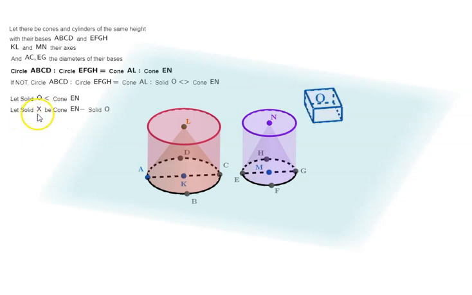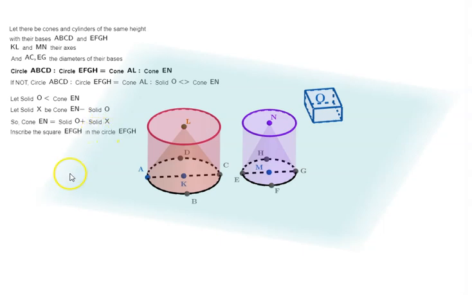Let solid X be cone EN minus solid O, the difference between the volume of the cone and the solid O. I have not drawn that. So cone EN will be equal to solid O plus solid X.